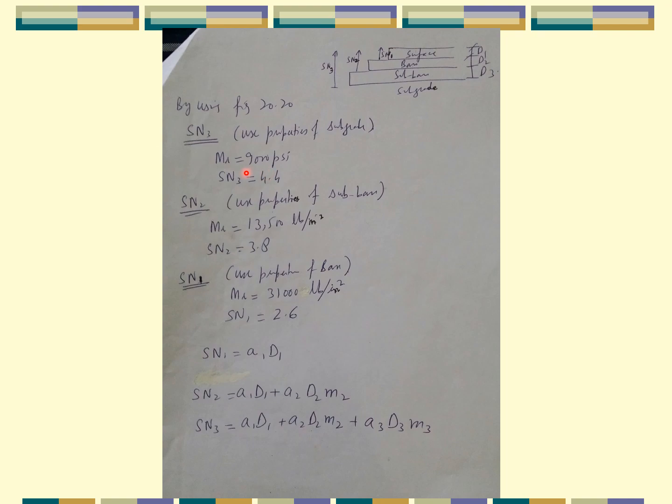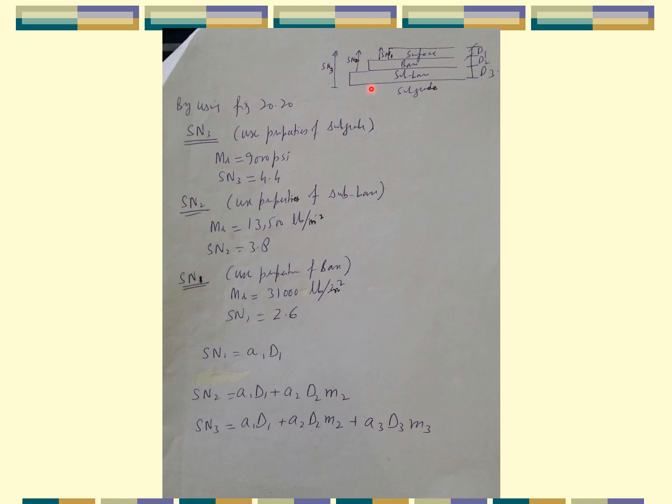For the subgrade, the modulus of resilience is 9000 psi. So by using the information given in the question statement, and by using the nomograph, we have got the SN3 value equal to 4.4. Then SN2. Now here you will have to use the properties of the subbase, and by using the modulus of resilience of the subbase, that is 13,500 pounds per square inch, you will be able to get SN2 from the nomograph, that is 3.8.